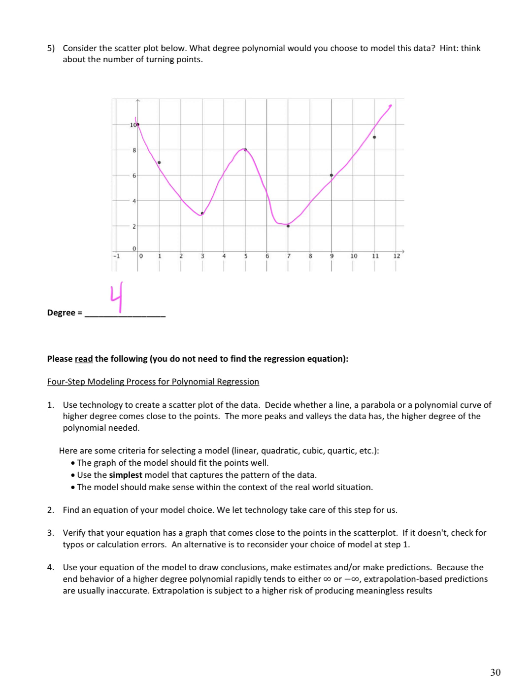Because the end behavior of a higher degree polynomial rapidly tends to infinity or negative infinity, it will either rise or fall to the right. If you're trying to make predictions far in the future, they're usually inaccurate. So extrapolation is subject to higher risk of producing meaningless results, of getting model breakdown.